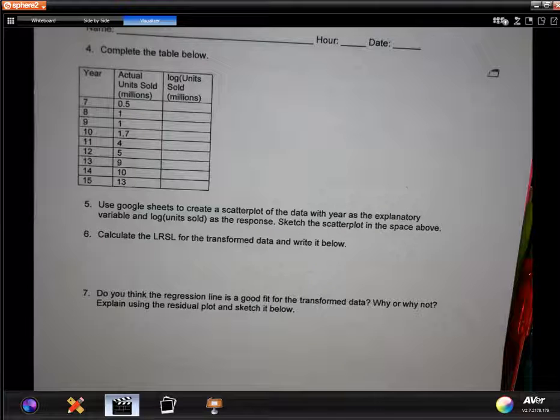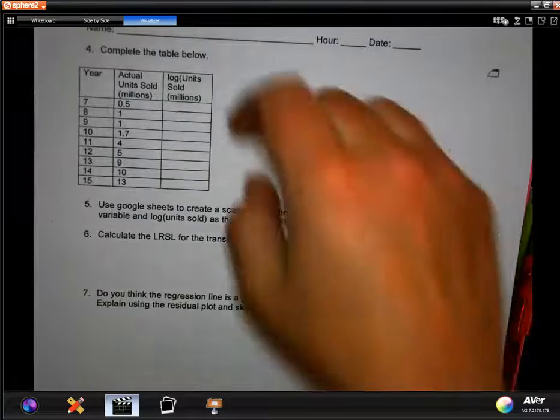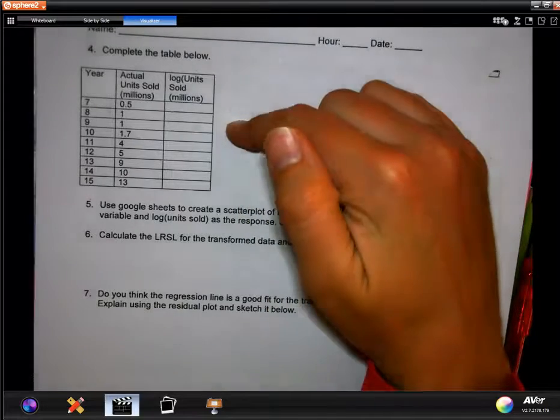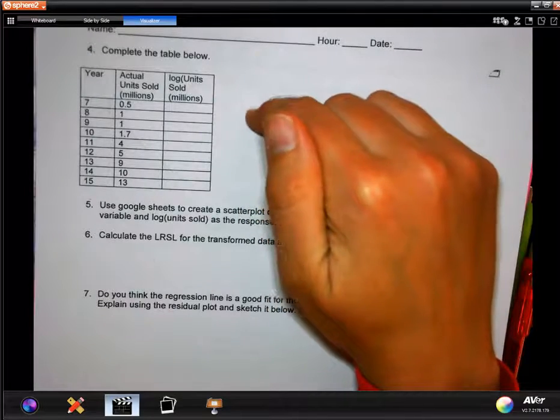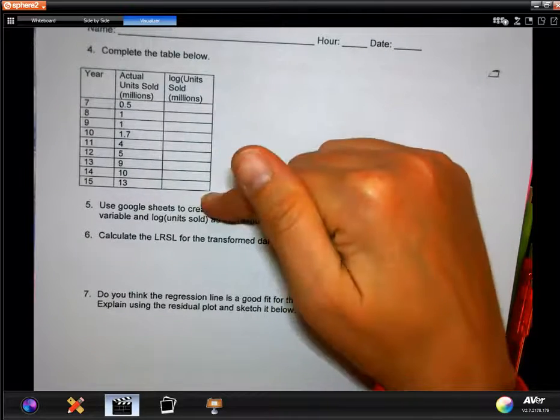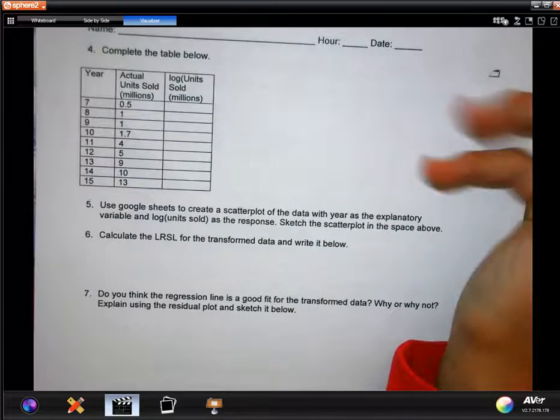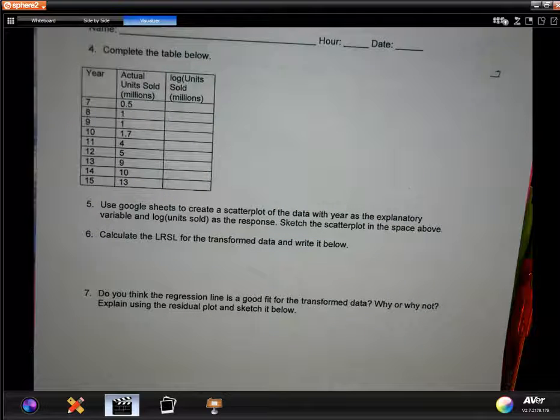Yes, so do I. I think Tanner can see it. Okay, we're gonna use Google Sheets to take the log of the units sold. Okay? And Google Sheets will do it all for you. Oops, might help if I press the button so you can see Google Sheets.